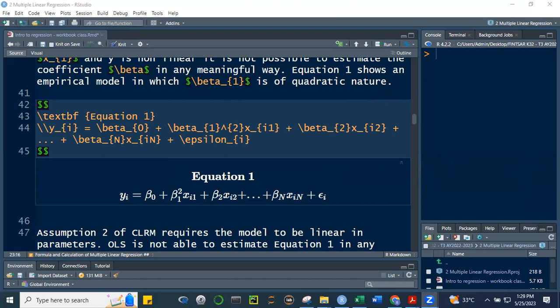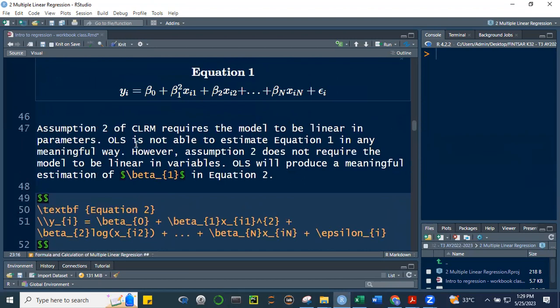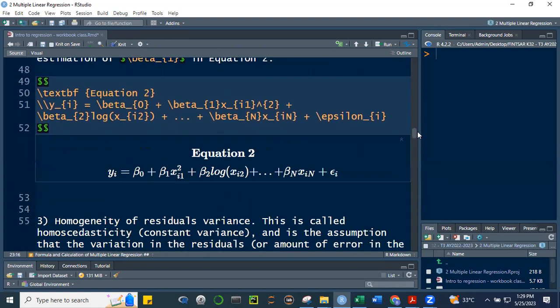However, we have a however here. Let's take a look at the next sentence. Assumption 2 of the classical linear regression model requires the model to be linear in parameters, but not necessarily in your predictors. Take a look at this: y sub i is beta null plus beta 1 x squared, beta 2 log of x, and beta n can be 1 over x. That's allowed.